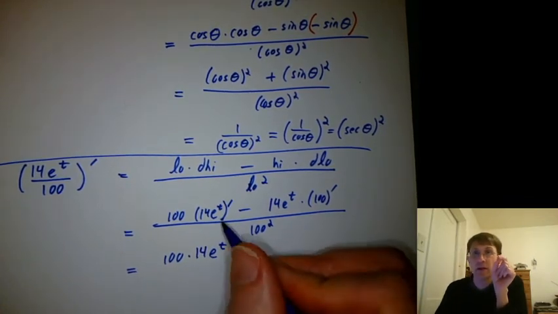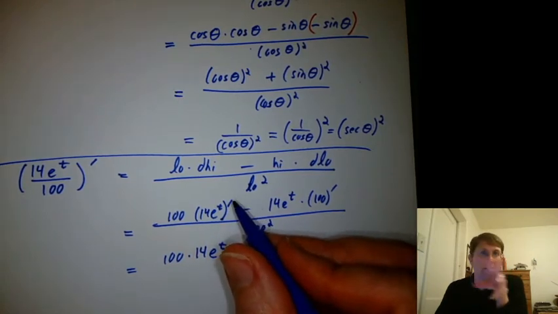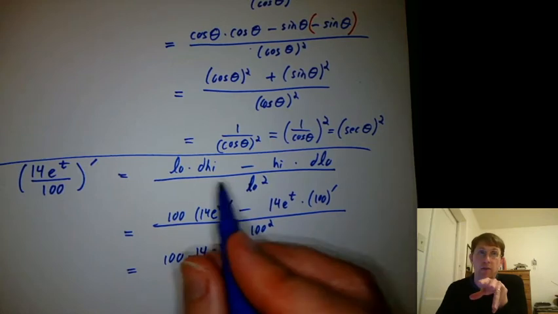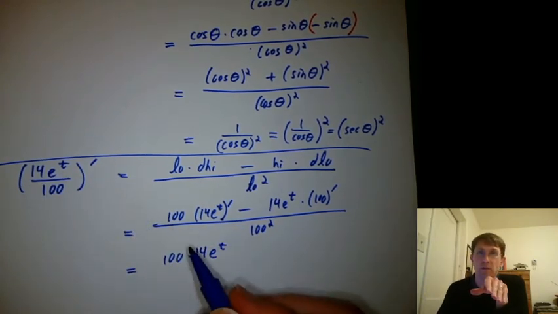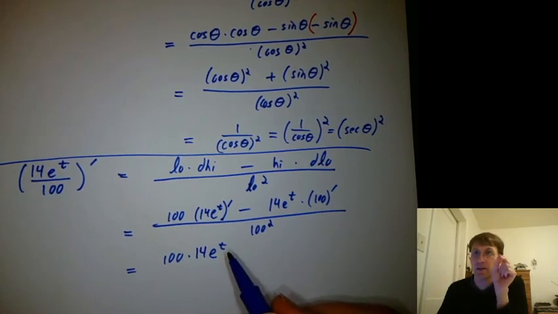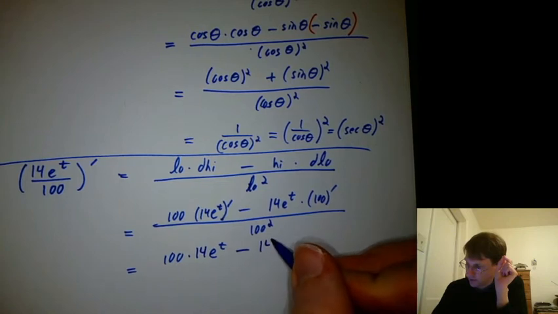Can you imagine if I had had to do the product rule right there? I would have had all these parentheses and stuff. And that could have happened if this was like a sine t e to the t. But boy, did I just save myself a big headache by noticing that I didn't need the product rule right there. All right, and then 14 e to the t.